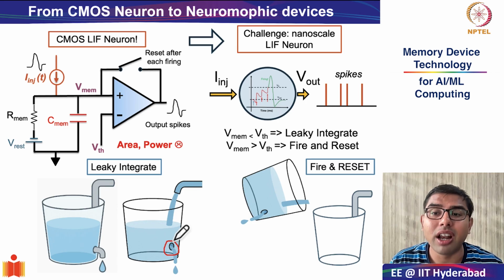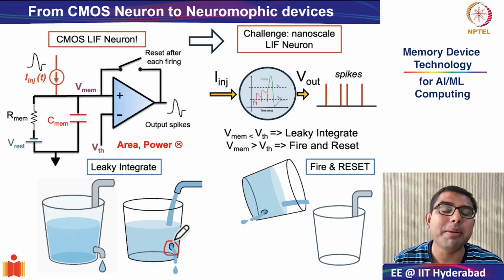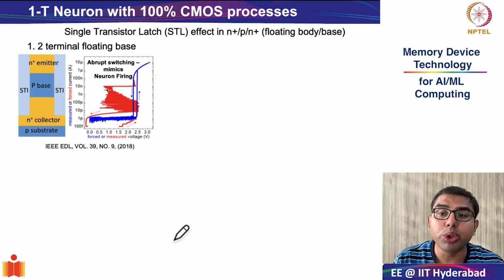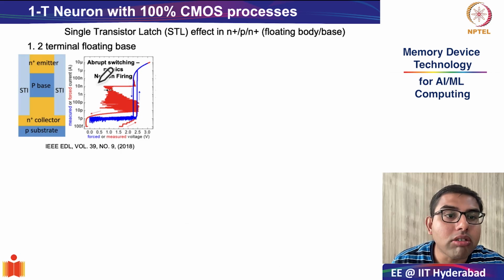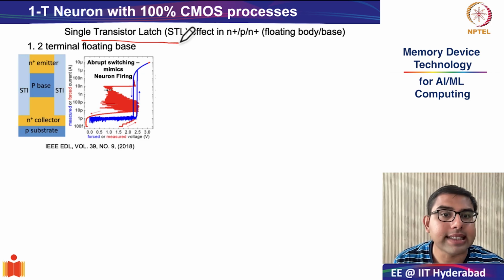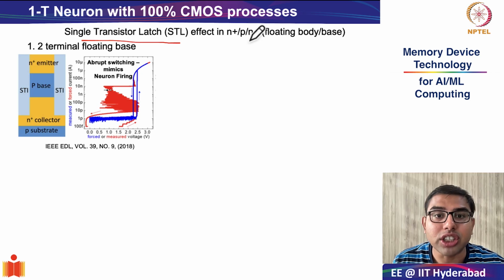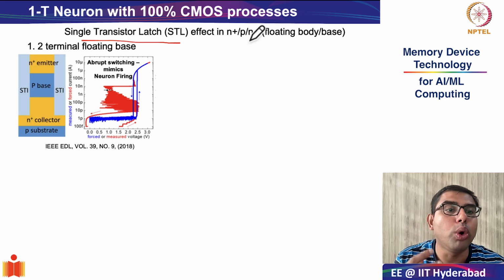So now we will begin by looking at how we can build these LIF neurons using a 100% CMOS process, which is very different from just CMOS compatible devices. Here we do not rely on any exotic materials. Everything is fabricated purely with standard silicon technology. And the key physical mechanism which is used to mimic neuronal firing is called the single transistor latch effect. Now, the single transistor latch effect occurs only in N plus P N plus junctions where you have a floating body or a floating base.